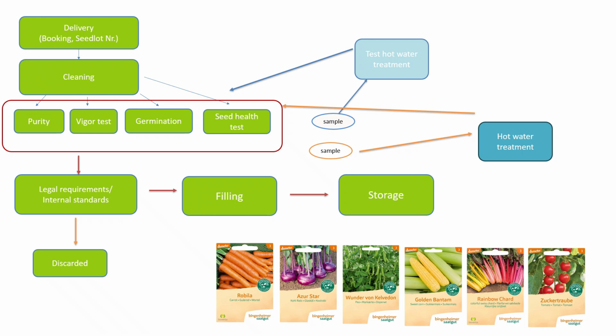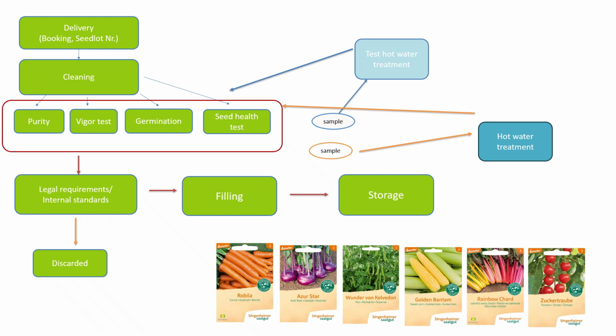Based on the results of the germination and seed health tests of this test sample, a decision is made on whether to proceed with full-scale treatment and at which temperature and duration it is to be done. After that, the hot water treatment is done for the whole seed lot. After the treatment, a sample of the treated seeds again travels to the diagnostic laboratory, where germination and seed health tests are done.